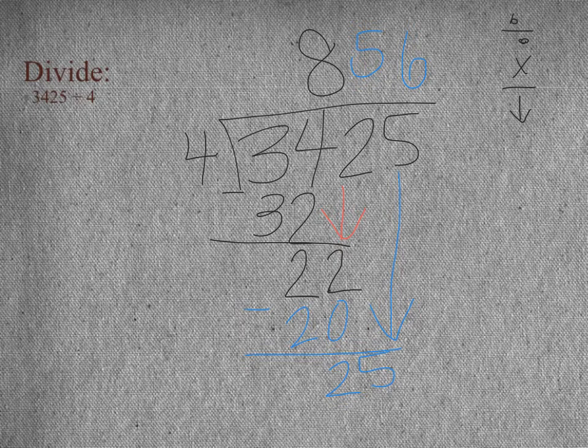4 times 6 is 24. I'm running out of room here. 25 minus 24 is 1, and I have nothing left to bring down, and 4 can't go into 1, so I know I'm going to have a remainder. I have a remainder of 1. So my final answer here is 856 with a remainder of 1. Is that what you got?